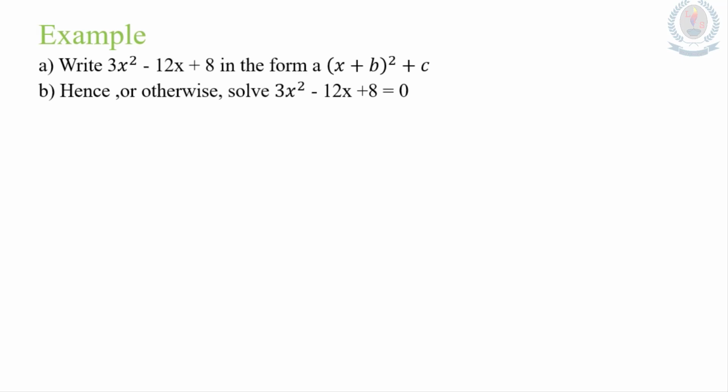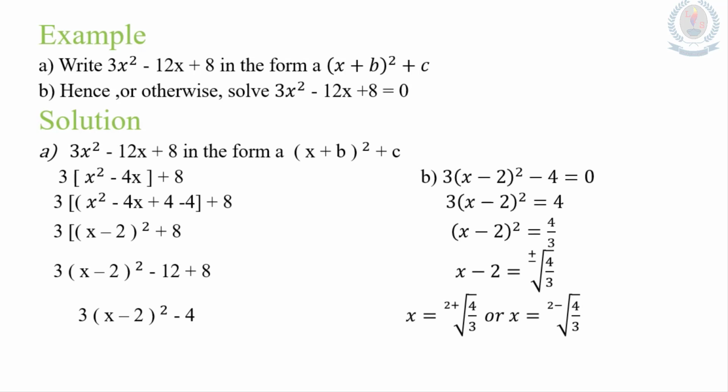You can check this example also. Part A: write 3x square minus 12x plus 8 in the form a(x plus b) square plus c. Then part B: hence or otherwise solve 3x square minus 12x plus 8 equals 0. Now check this solution. Part A. Here 3x square minus 12x plus 8. You can see that in the previous examples the x square coefficient was only 1. Here 3 is there. So first of all we have to remove that 3.